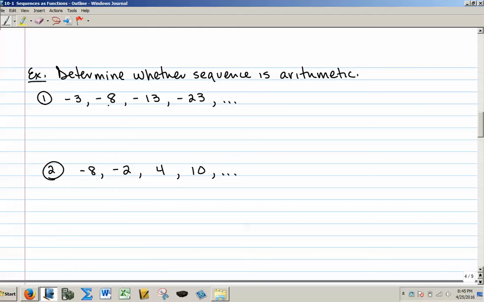So I have -3, -8, -13, -23. Is there a common difference? Is there a same number being added each time? Well, as I go from -3 to -8, I'm subtracting 5. And yes, I know I said adding, but you could think of that as adding a -5. As I go from -8 to -13, I'm subtracting 5. But as I go from -13 to -23, I'm subtracting 10. So no, this is not an arithmetic sequence.